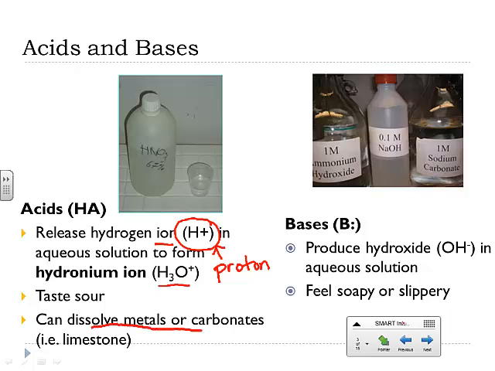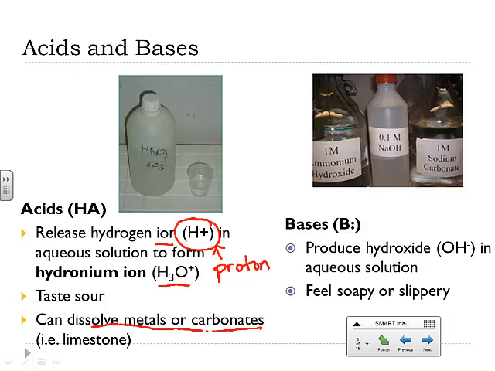Secondly, the thing about acids that's going to be interesting to us is that they're able to dissolve things like metals or carbonates like limestone. We'll talk about that later, but that becomes really interesting to understand why rust happens and also why our lakes in this area that are limestone bed are a little bit better at reducing pH change than other lakes.